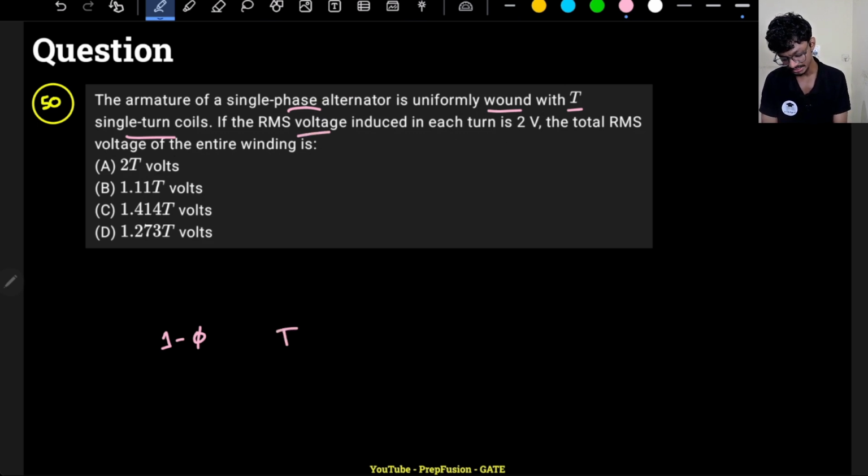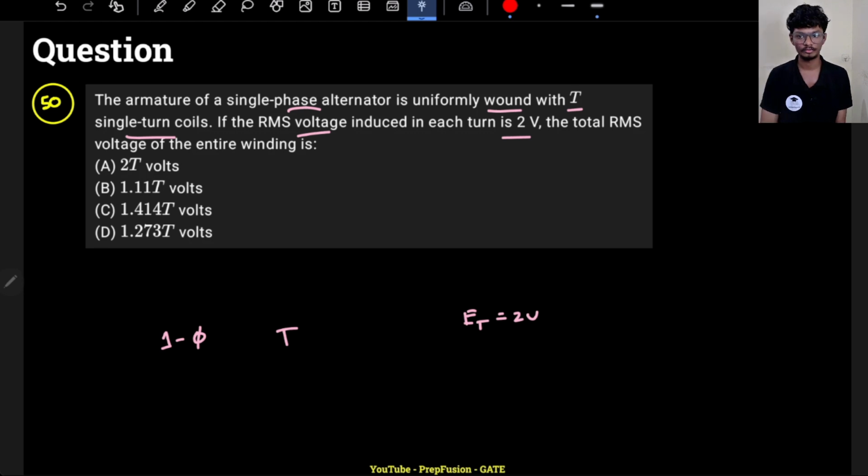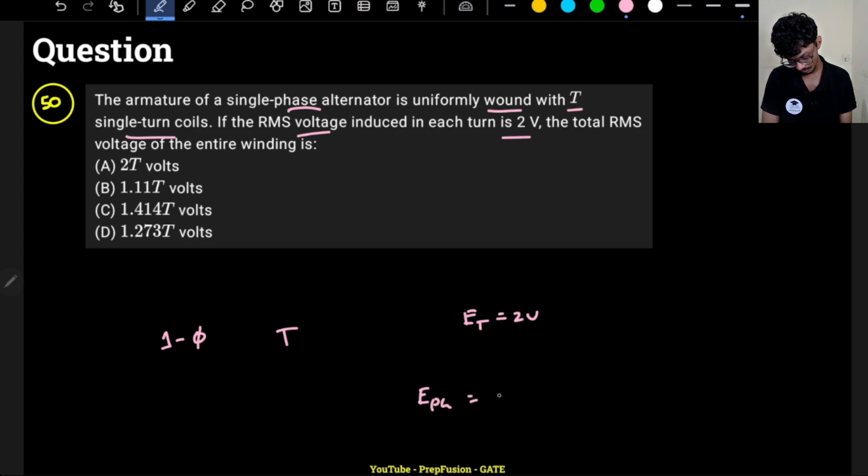If the RMS induced voltage in each turn is 2 volts, so the EMF per turn is 2 volts. That is given to me. So the total RMS voltage of the entire winding will be... I know the formula of E phase. E phase is equal to 4.44, it's a single phase winding, into phi into the frequency into the number of turns, let's say here it is T, the total number of turns, into Kp into Kd.